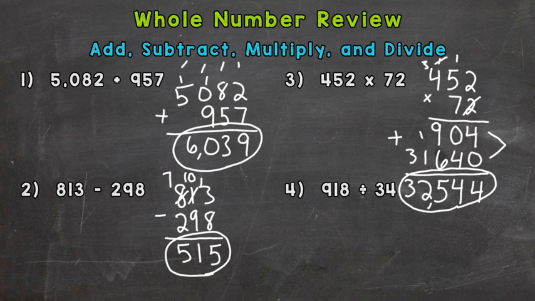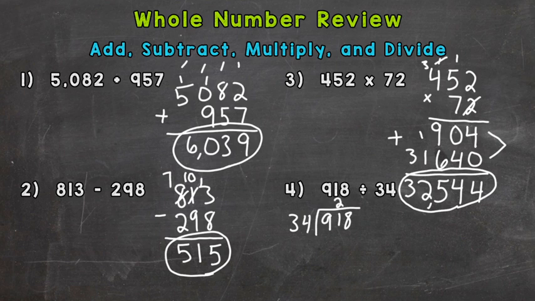And lastly, we have division. So 918 divided by 34. So the first thing I need to do, 9 divided by 34, which I cannot do and get a whole number. So I need to move to my 91 here and do 91 divided by 34. So how many whole groups of 34 can I pull out of 91? Well, only 2. That gets me to 68. That is as close as I can get.